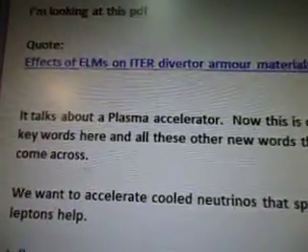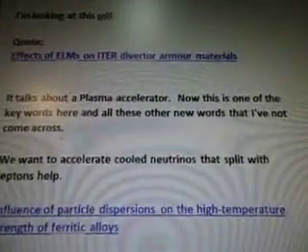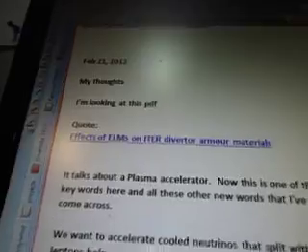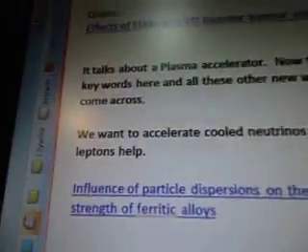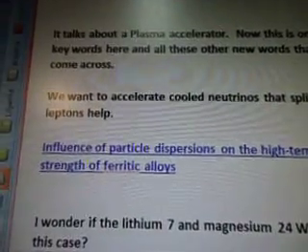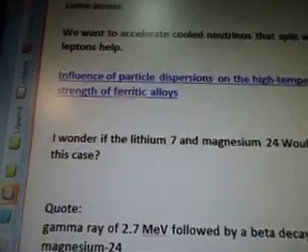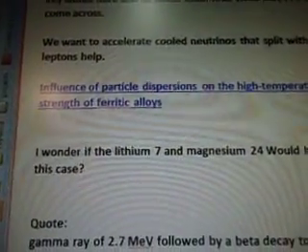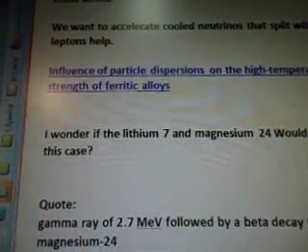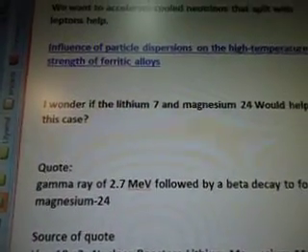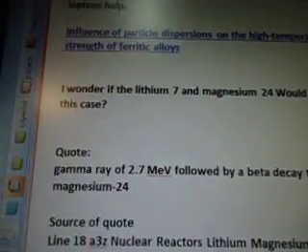It talks about a plasma accelerator. Now, this is one of the key words here, and all these other new words that I've not come across. We want to accelerate cooled neutrinos that split with leptons' help. So let's look at the influence of particle dispersions on high temperature strength of ferritic alloys. I wonder if the lithium-7 and magnesium-24 would help in this case.